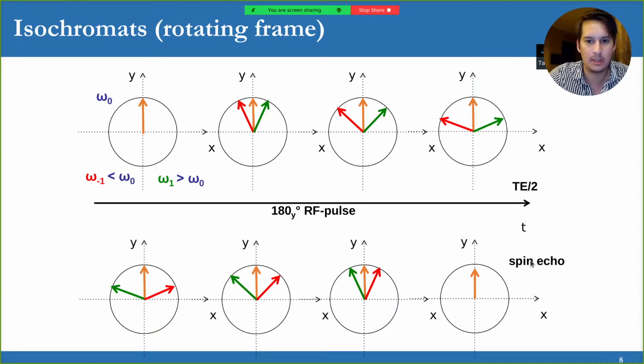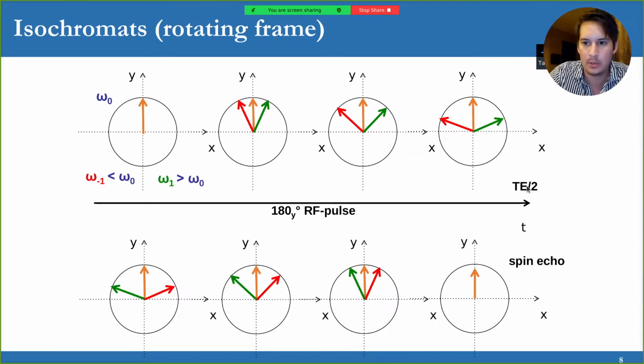And this is just an illustration of how the isochromats rotate. They will fan out, they will open. If you are doing a spin echo sequence, when you apply an RF pulse of 180 degrees, they fan out, then they rotate, and then they rotate in the opposite direction. At the echo time, they will all focus again. That's why this is called a spin echo, because all the spins are making an echo.